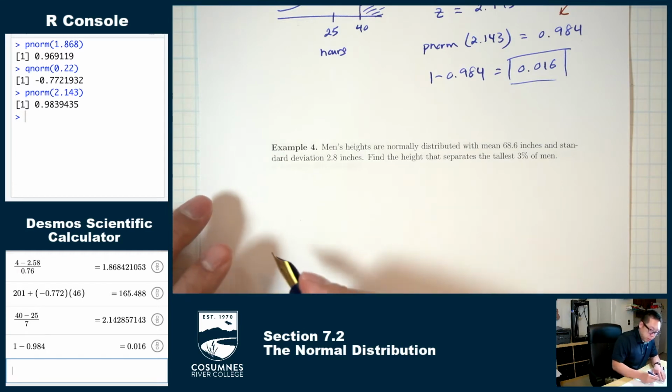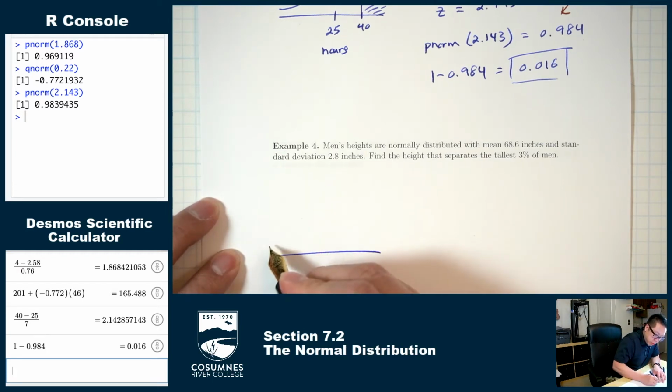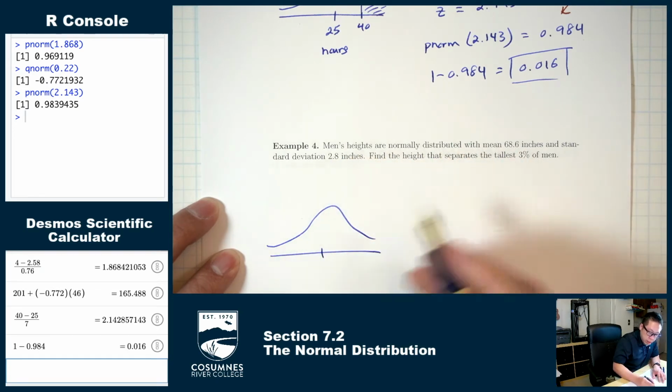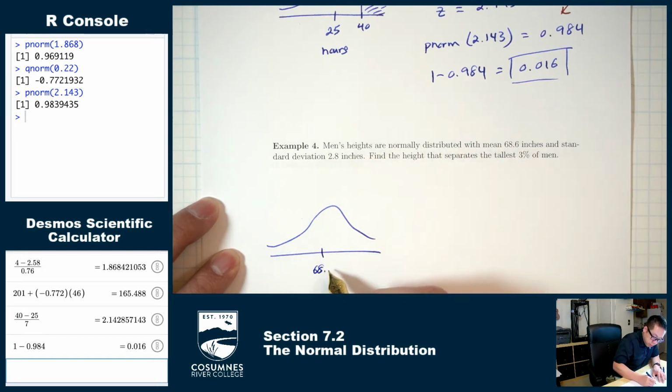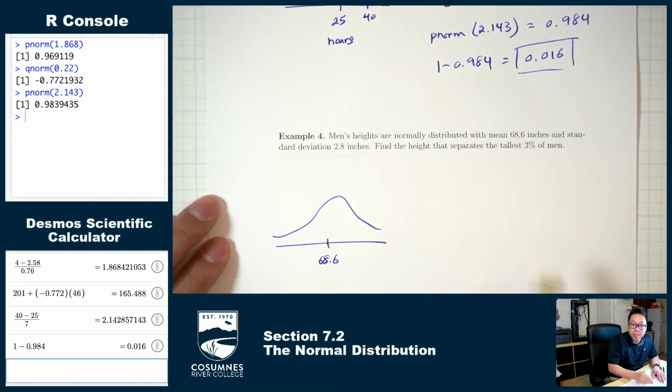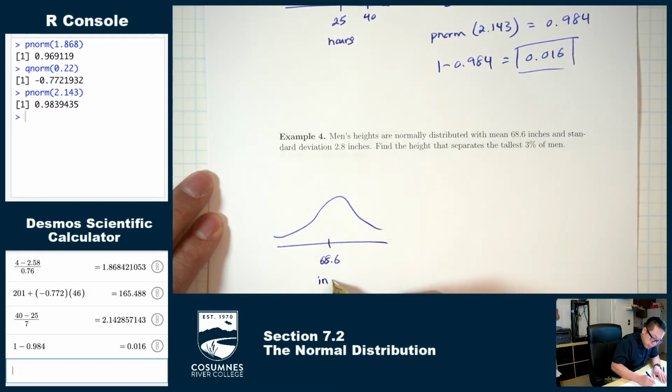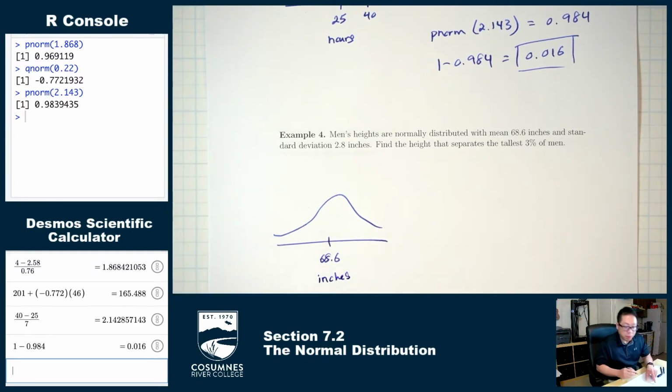Draw my picture. Put the mean in the middle, 68.6. And then to remind myself what this x-axis stands for, it's inches, or height. And then decide whether this is x to area or area to x.